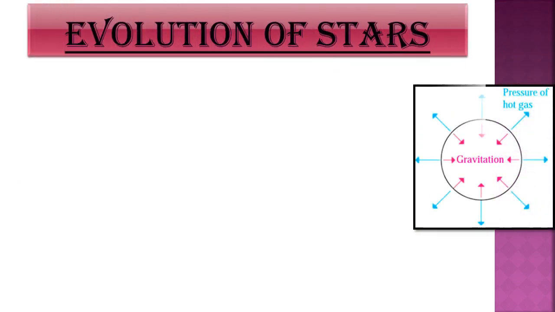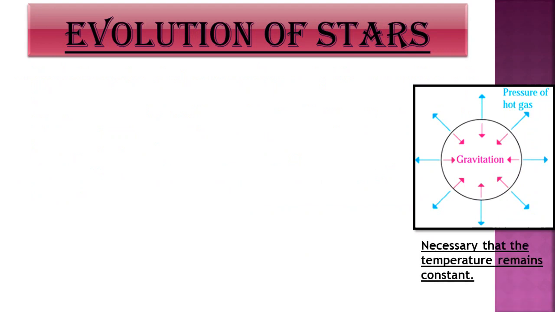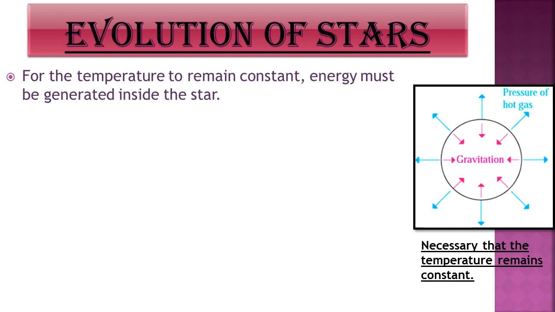And for their stability to remain intact, that is, for maintaining a balance between the gas pressure and gravitational force, it is necessary for the temperature to remain constant. So the pressure of hot gases like hydrogen and helium and all other gases, and the gravitational force, should be balanced, and for this balance or stability of the star, the temperature of the star should be constant. And for the temperature to remain constant, energy must be generated inside the star. That means energy should be forming continuously. Generation of energy should take place in the star, and we know the fuel of the star is hydrogen.